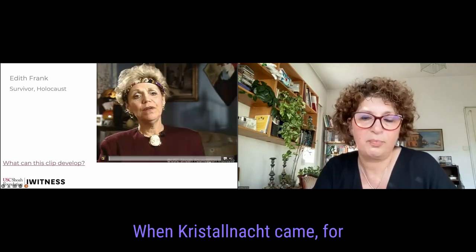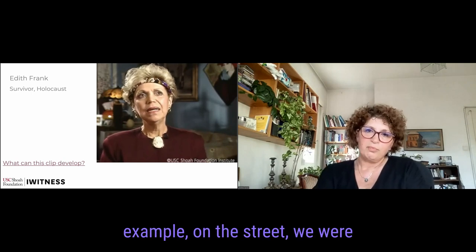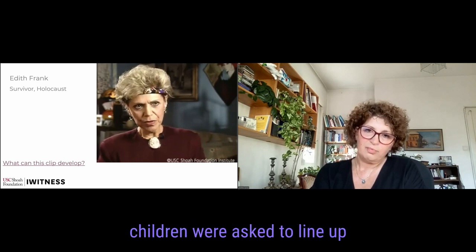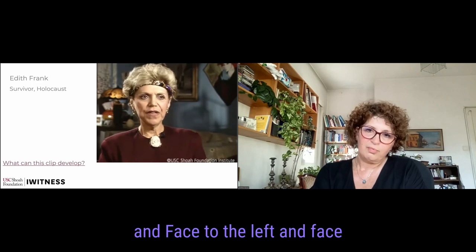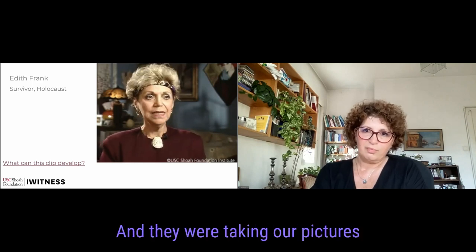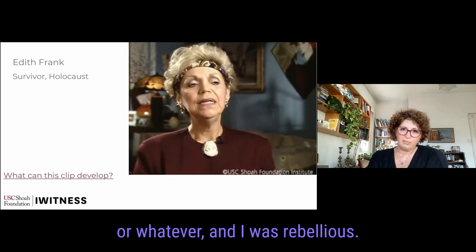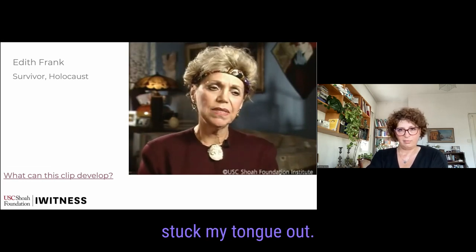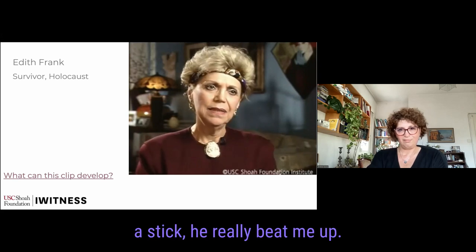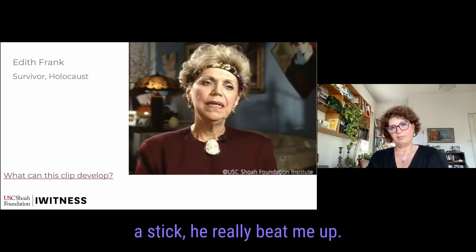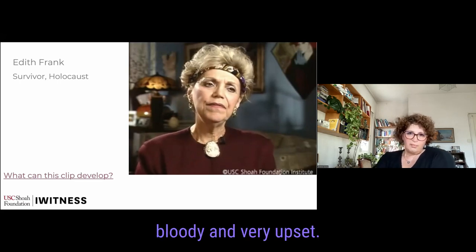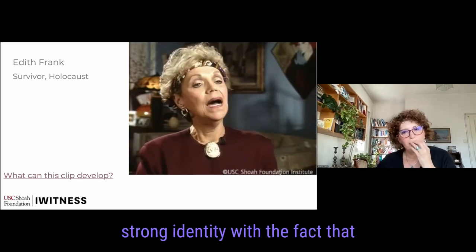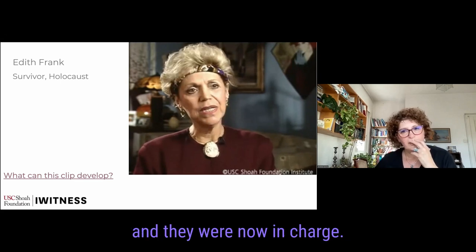When Kristallnacht came, for example, on the street we were asked to line up. Actually, it was outside of the schoolyard. The Jewish children were asked to line up and face to the left and face front and face to the right, and they were taking our pictures to show, I guess, our hideousness or whatever. And I was rebellious, and when he said to look straight forward, I stuck my tongue out. And the SS man came, and with a stick, he really beat me up. And I came home all bloody and very upset. And that was really my first strong identity with the fact that I was Jewish and they were not, and they were now in charge.